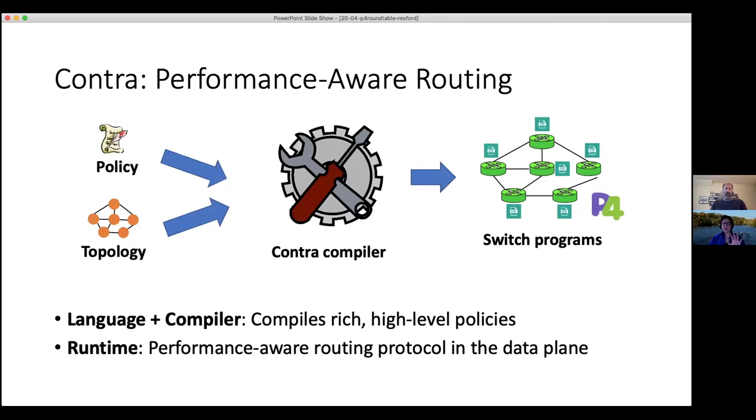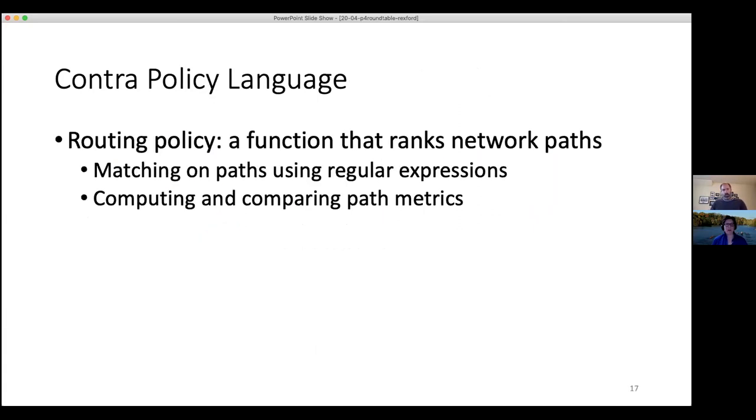So notice here, there is a central component, but it's just the compiler that creates the P4 programs. Once the system is running at runtime, it's completely distributed and completely in the data plane, but acting on behalf of high-level policies that were articulated earlier. So this, in some sense, does really close the loop. So how do we do that?